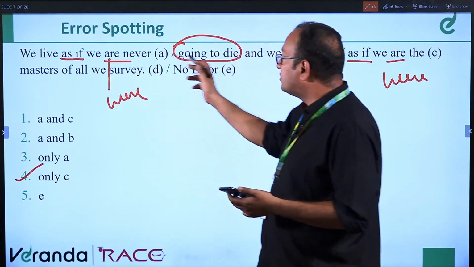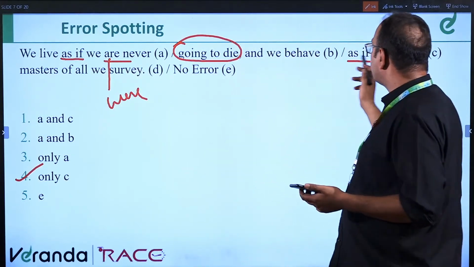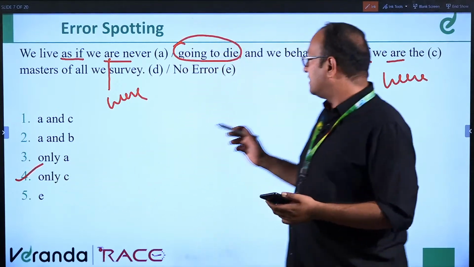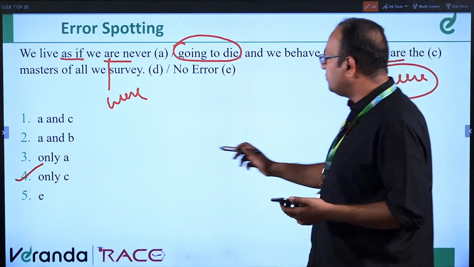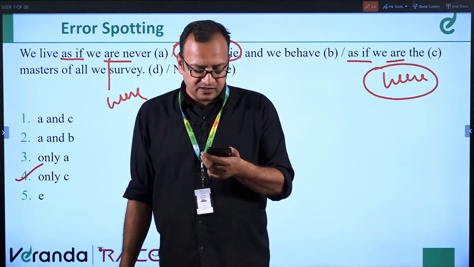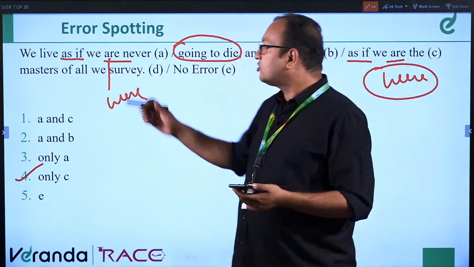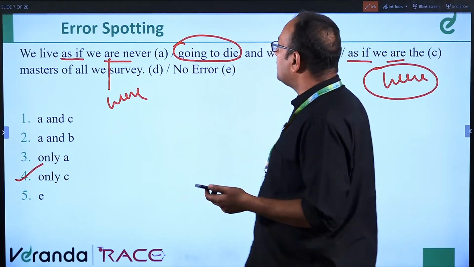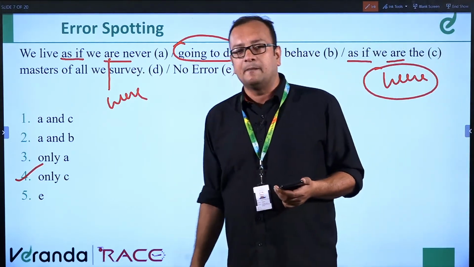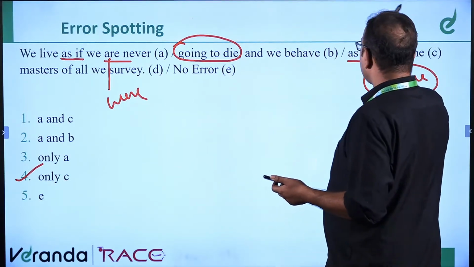When as if is followed by a futuristic action, there shouldn't be any change. But if as if is followed by a normal present tense action, then it will be an error. It should be were only. So the answer would be only C. Clear? So the answer is in part C, which should be were. The answer should be: we live as if we are never going to die, and behave as if we were the masters of all we survey. Perfect. So only C is the answer.